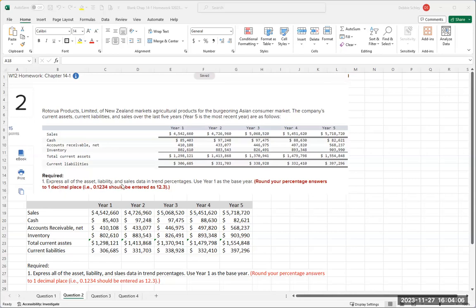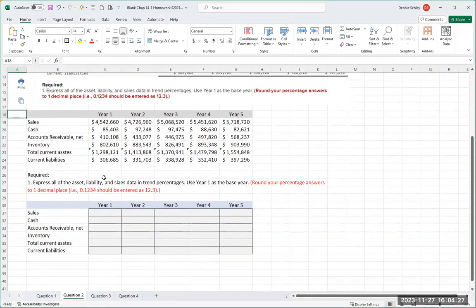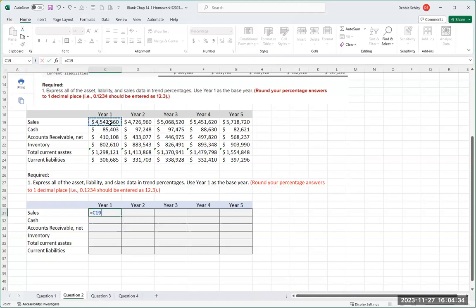Express all of the assets, liability, and sales data in trend percentages. Use year 1 as the base year. Round your percentage answers to one decimal place, just like last time. Okay, so when they say year 1 is the base year, that means year 1 is 100%. So equals year 1 sales divided by year 1 sales, and that gives me 100%.